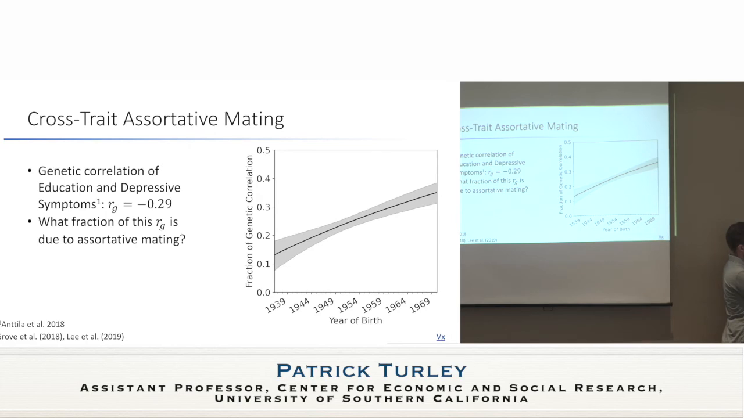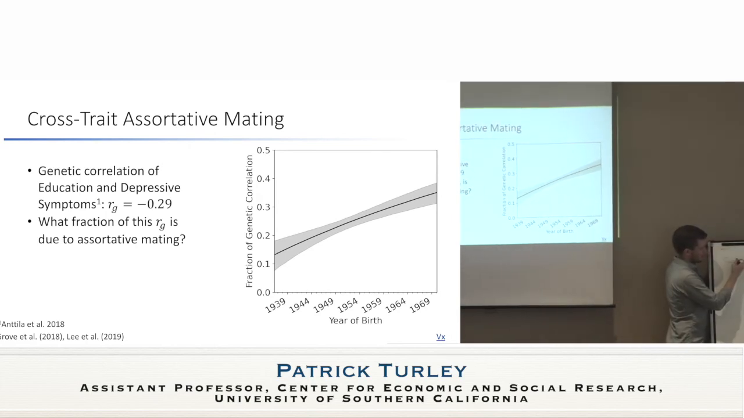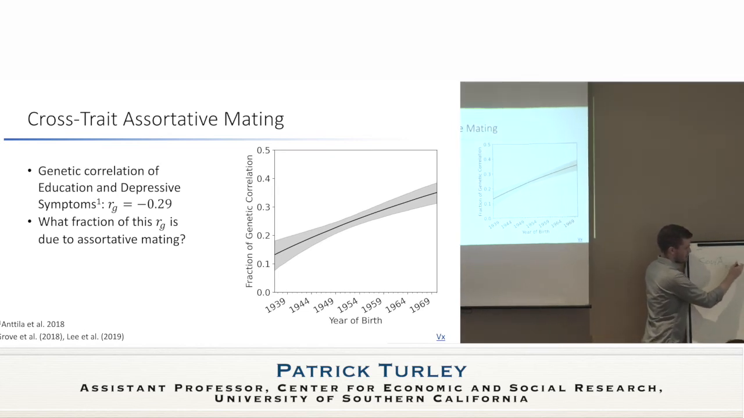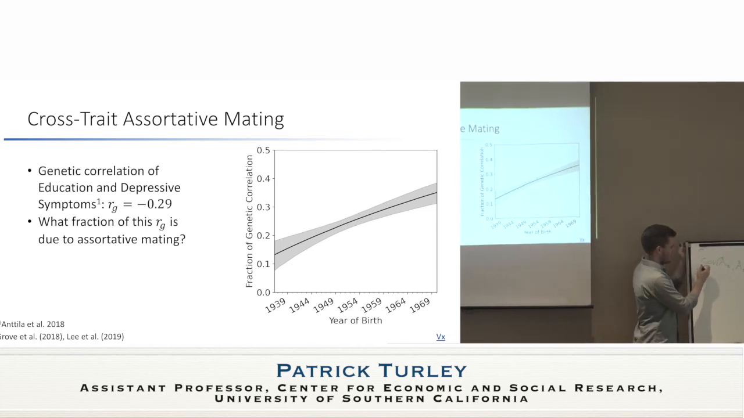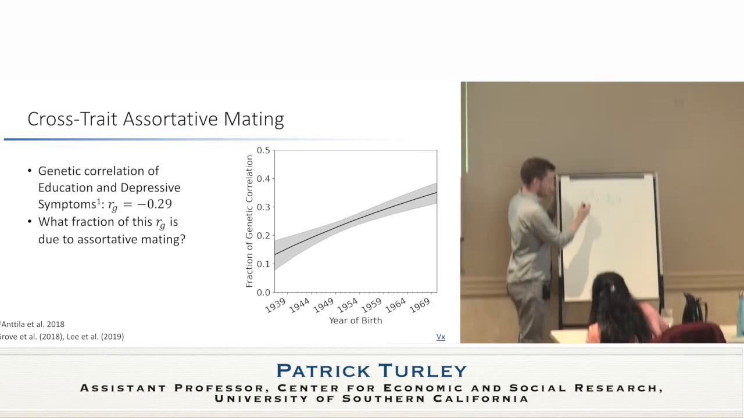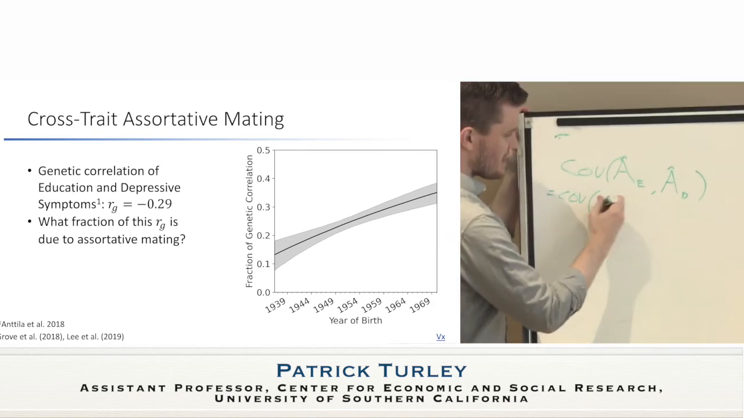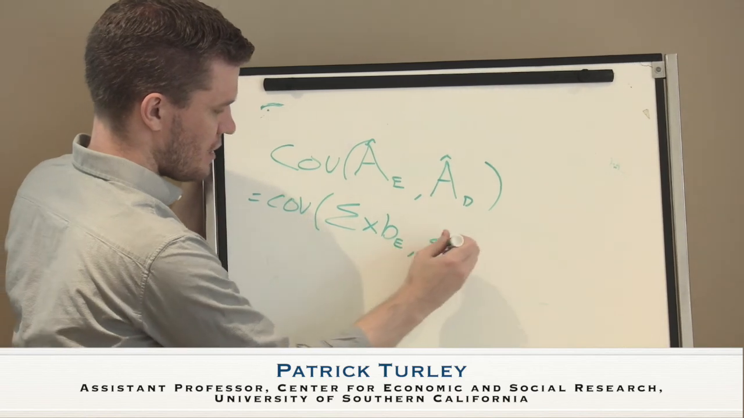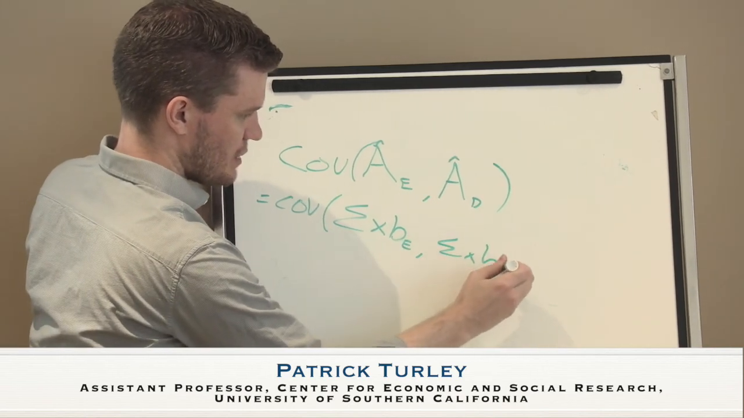So imagine that we wanted to take the covariance between the additive genetic factor for education, well, I guess PGI, we'll say, the PGI for education and the PGI for depressive symptoms, right? Well, that's going to be equal to the covariance. I'm going to rewrite this as the sum of X·B education, X·B depression.